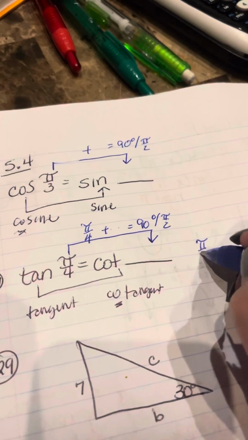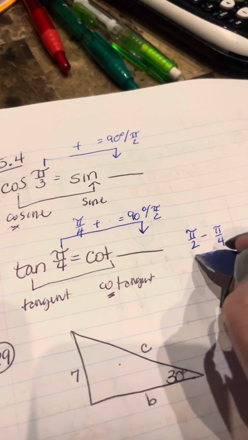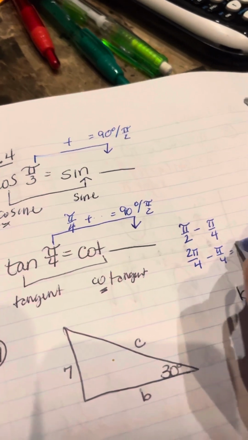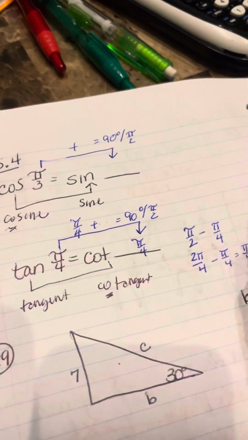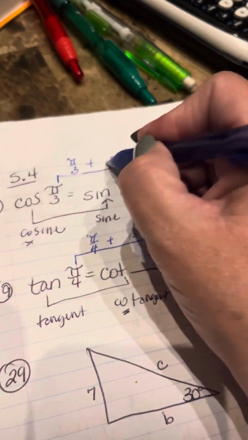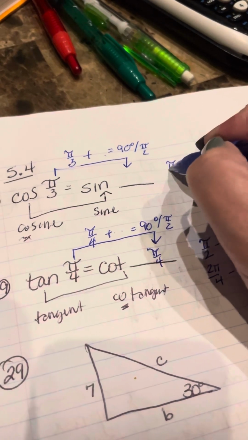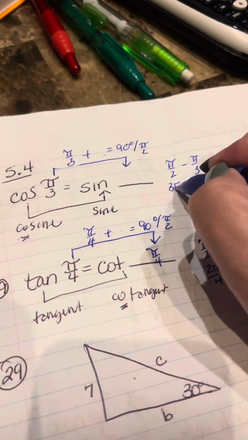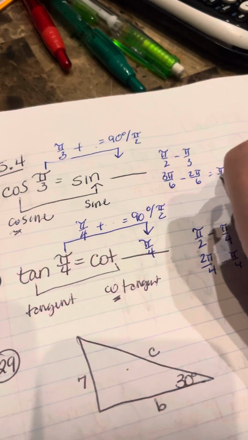If you can't do that mentally, then take the total and subtract pi over 4, get a common denominator, subtract, and you get pi over 4. So the complementary angle is pi over 4. Same thing up here. You want pi over 3 plus some angle to be pi over 2. If you can't do it mentally, it's okay. Take the total, subtract pi over 3, get a common denominator. So this would be 3 pi over 6 minus 2 pi over 6, which gives you pi over 6.